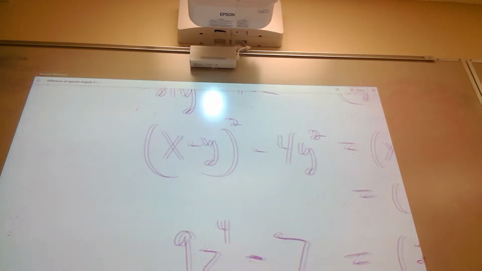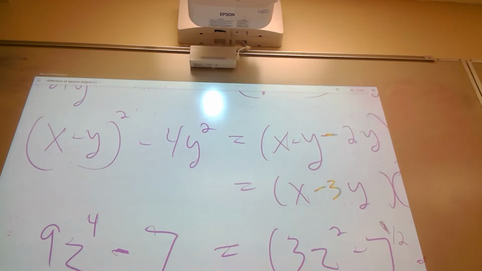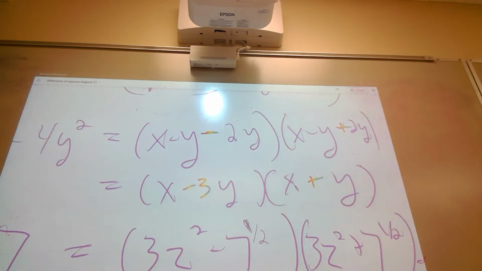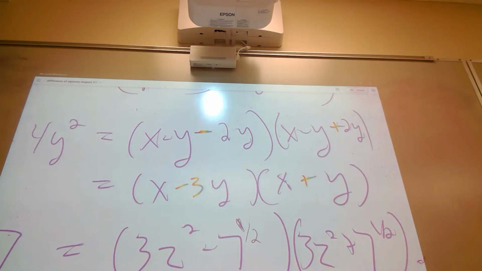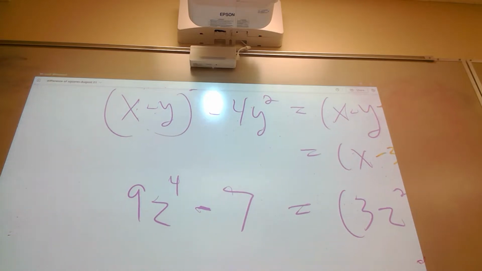So you have 3z squared. Now, square root of 7 can also be written 7 to the 1/2 power. We'll talk about that more in the future, but you could put radical 7 times 3z squared plus 7 to the 1/2 power. Okay? So it's pretty simple, really.